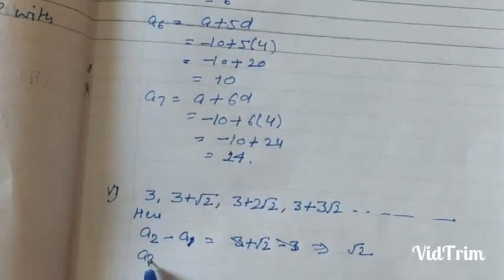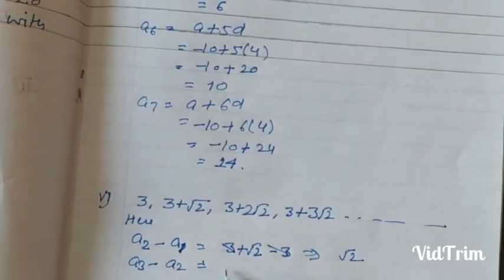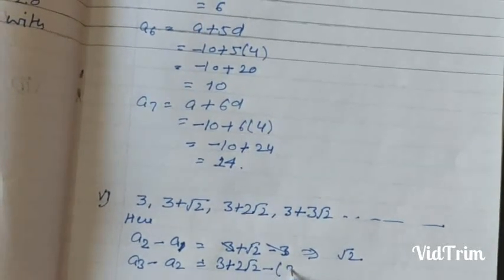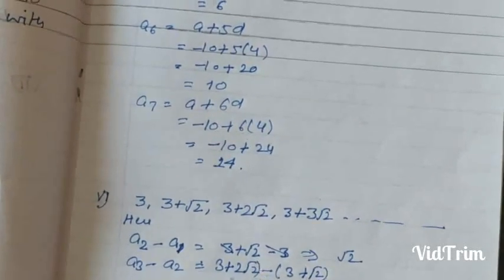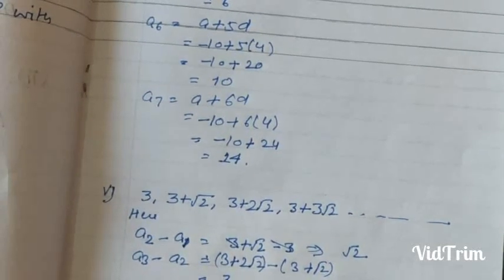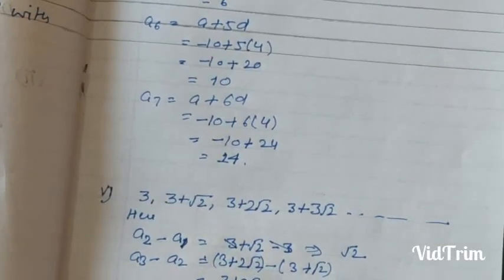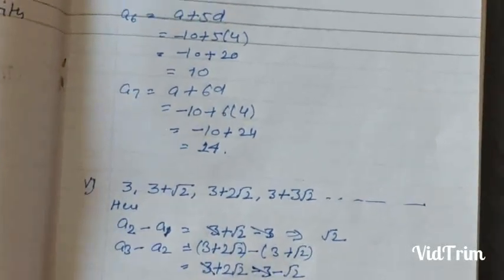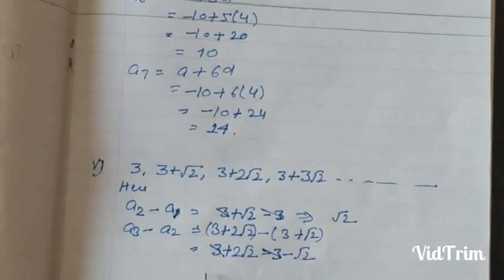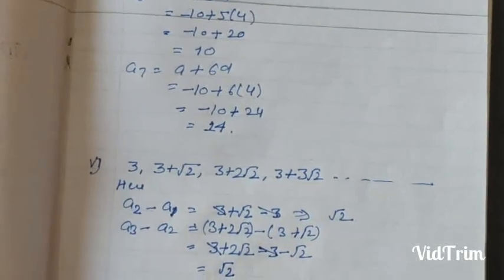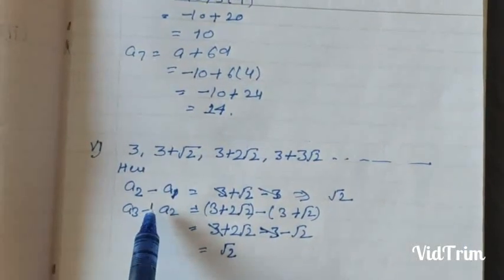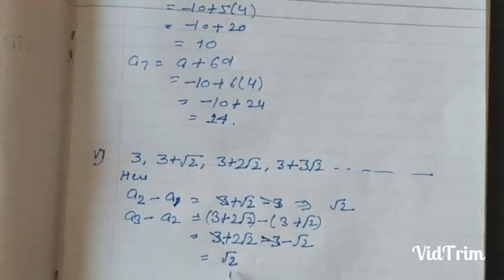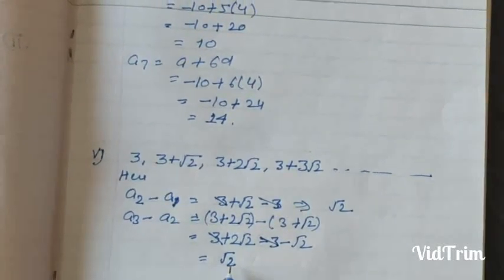Now A3 minus A2, let us check. A3, that is third term, 3 plus 2 root 2 minus second term, that is 3 plus root 2. After solving we will get 3 plus 2 root 2 minus 3 and minus root 2. Minus 3 and plus 3 would be cancelled. 2 root 2 minus 1 root 2 means root 2. As the difference of consecutive terms A2 minus A1 is root 2, and A3 minus A2 is also root 2, so the given progression is an AP.